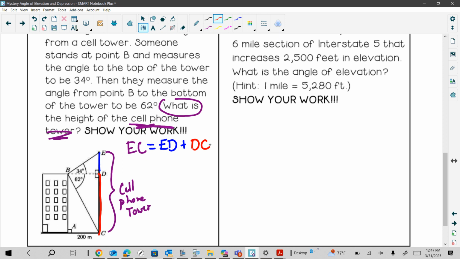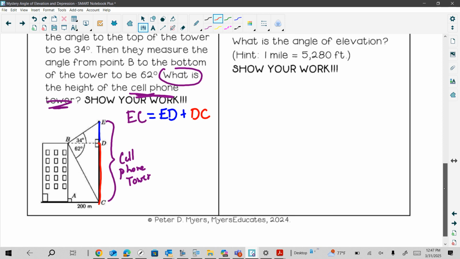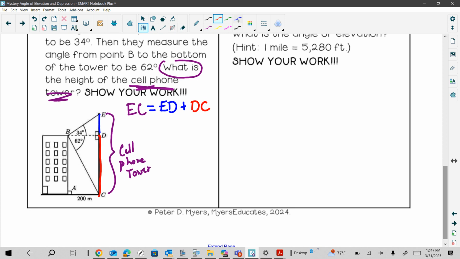So I do need you to add that to your packet so you can understand how this is going to get broken down. There's two triangles in this diagram. If I start with the angle 34, that is the triangle from B to E to D. The 200 from A to C is the same distance from B to D, so I'm going to make sure we understand that that's 200 as well.